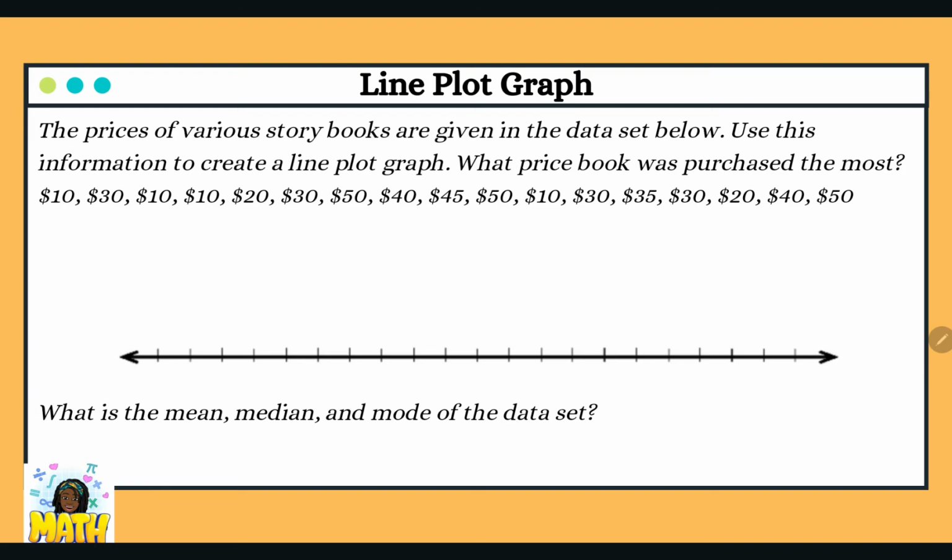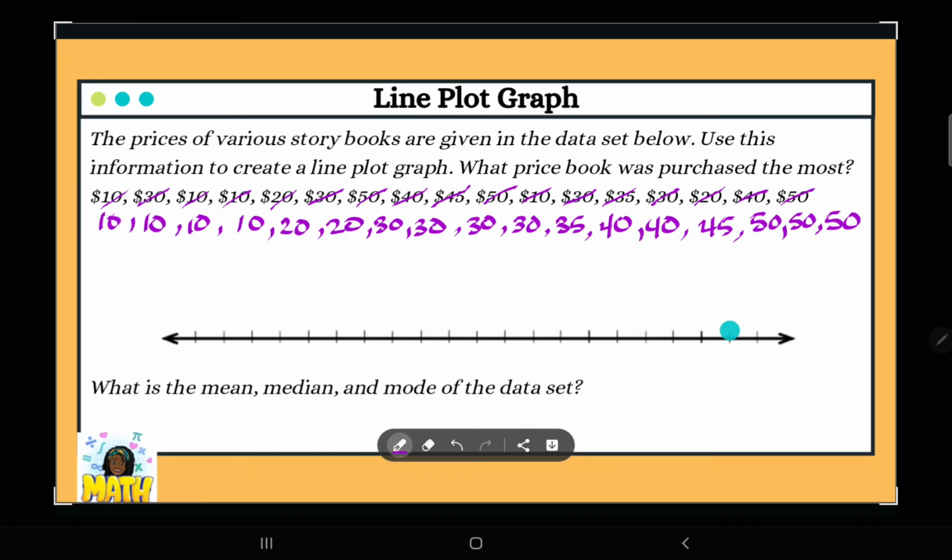The prices of various storybooks are given in the data set below. Use this information to create a line plot graph. What price book was purchased the most? So here we're going to do step 1. We're going to first list the numbers from least to greatest. So I'm going to do that now. My numbers are now listed from least to greatest.